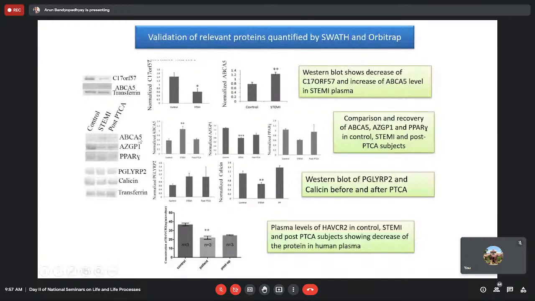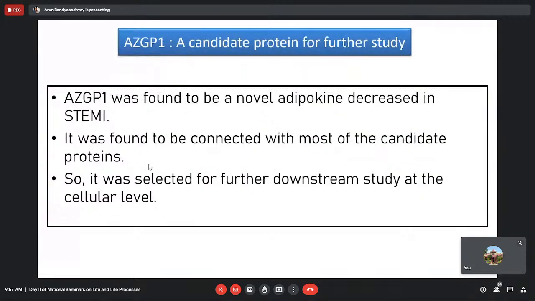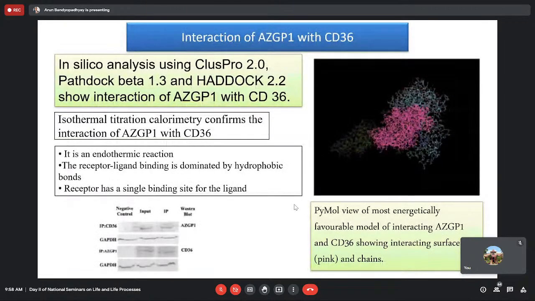Similarly, AZGP1 is a novel cytokine, along with PPAR gamma, PGLYRP2, and calcyphosine. These proteins behave similarly as we found in the Orbitrap mass spec. Then we selected AZGP1 for further study. AZGP1 was found to be a novel adipokine, decreased in STEMI. It was connected with most of the candidate proteins, so it was selected for further downstream study at the cellular level. Using in silico analysis with ClusPro 2.2, PatchDock, and AutoDock, we have shown that this novel adipokine AZGP1 binds with CD36, a protein which resides on the macrophage cell surface.